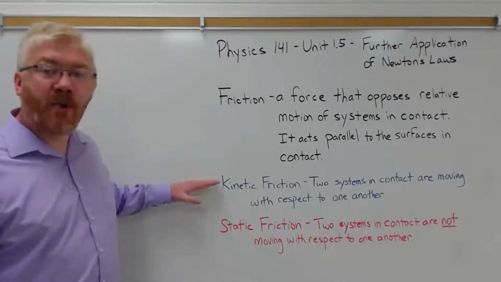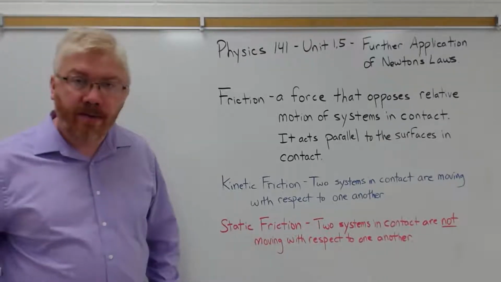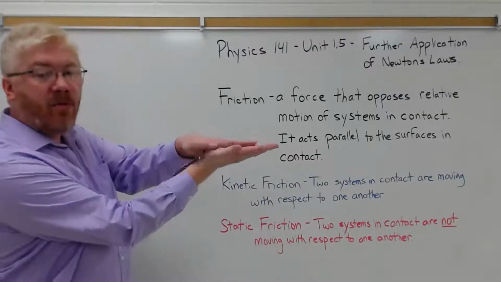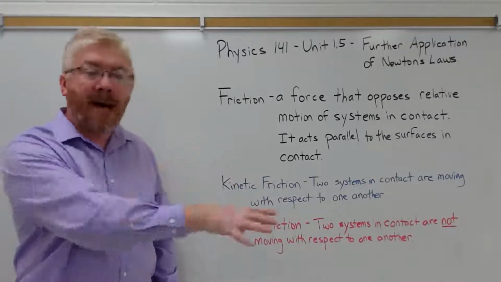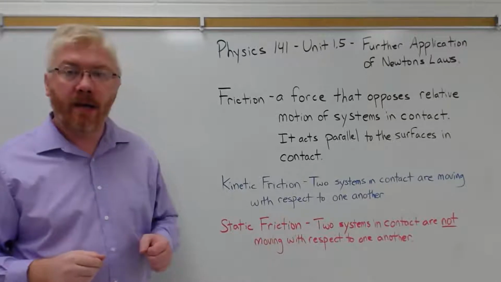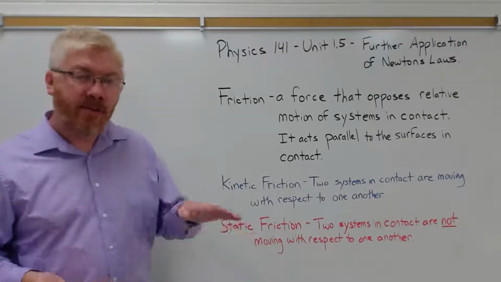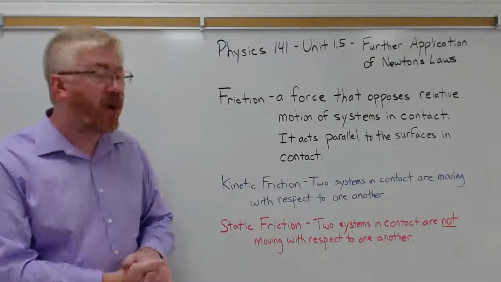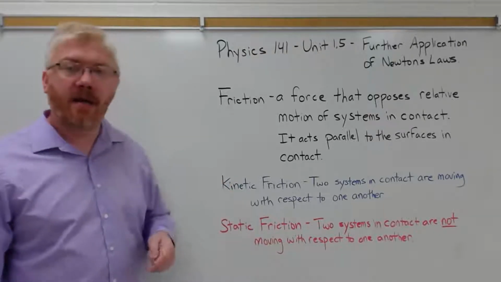Now, friction is broken up into two different types. There's kinetic friction, which occurs when the two objects in contact are moving with respect to one another. So imagine placing a box on the floor and then pushing that box along the floor. The bottom of the box is sliding with respect to the floor. Those two surfaces are moving with respect to one another. Therefore, kinetic friction applies. And we'll talk about the differences in just a moment.